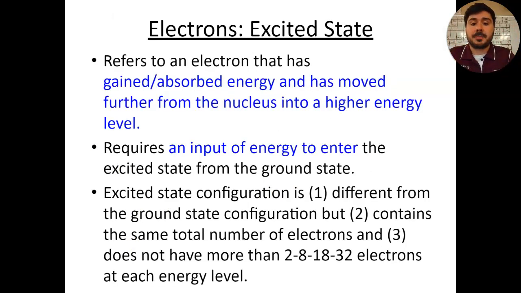And lastly, number 3, does not have more than 2, 8, 18, and 32 electrons at each of those individual energy levels, right? So the first principal energy level can only have a max of 2, the second can only have a max of 8, third max of 18, and the fourth max of 32. If you go any higher, so higher than 2 being 3, higher than 8 being 9, anything like that, you cannot have any more than what's in those individual principal energy levels, okay? And again, we'll talk more about excited state in class and do some work on excited state in class tomorrow.